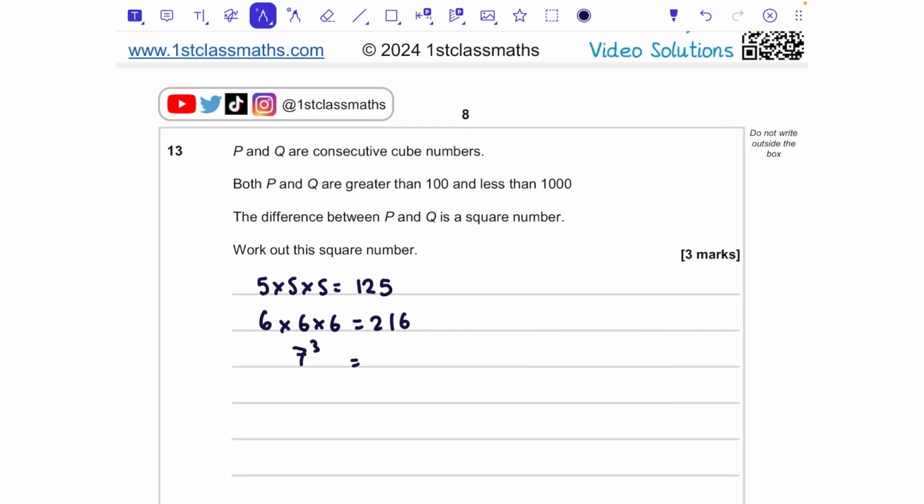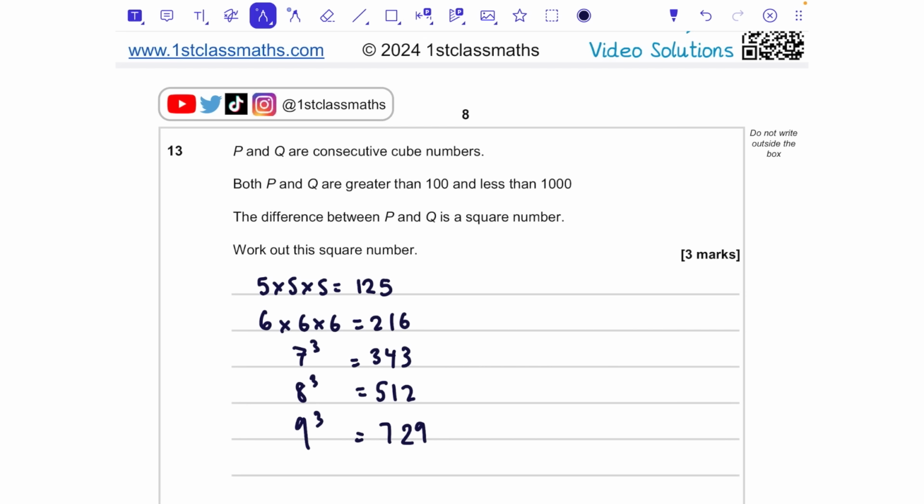7 cubed is 343. 8 cubed, now I'm going to have to turn to the calculator. 8 cubed is going to be 512. I did know that one. 9 cubed is going to be 729. And 10 cubed would be 1,000, so that wouldn't be less than 1,000. So there we go. They're all the cube numbers that it could be.